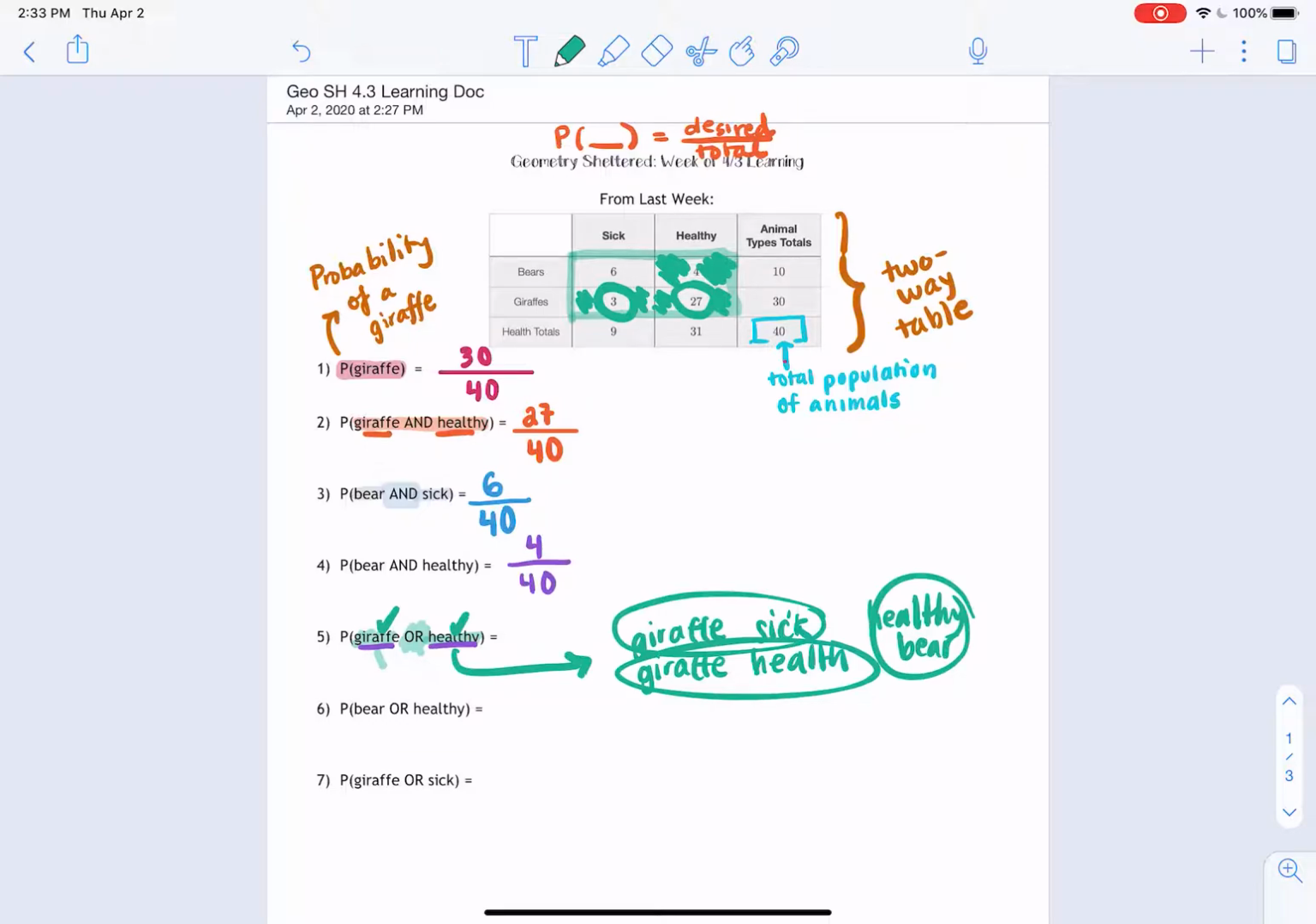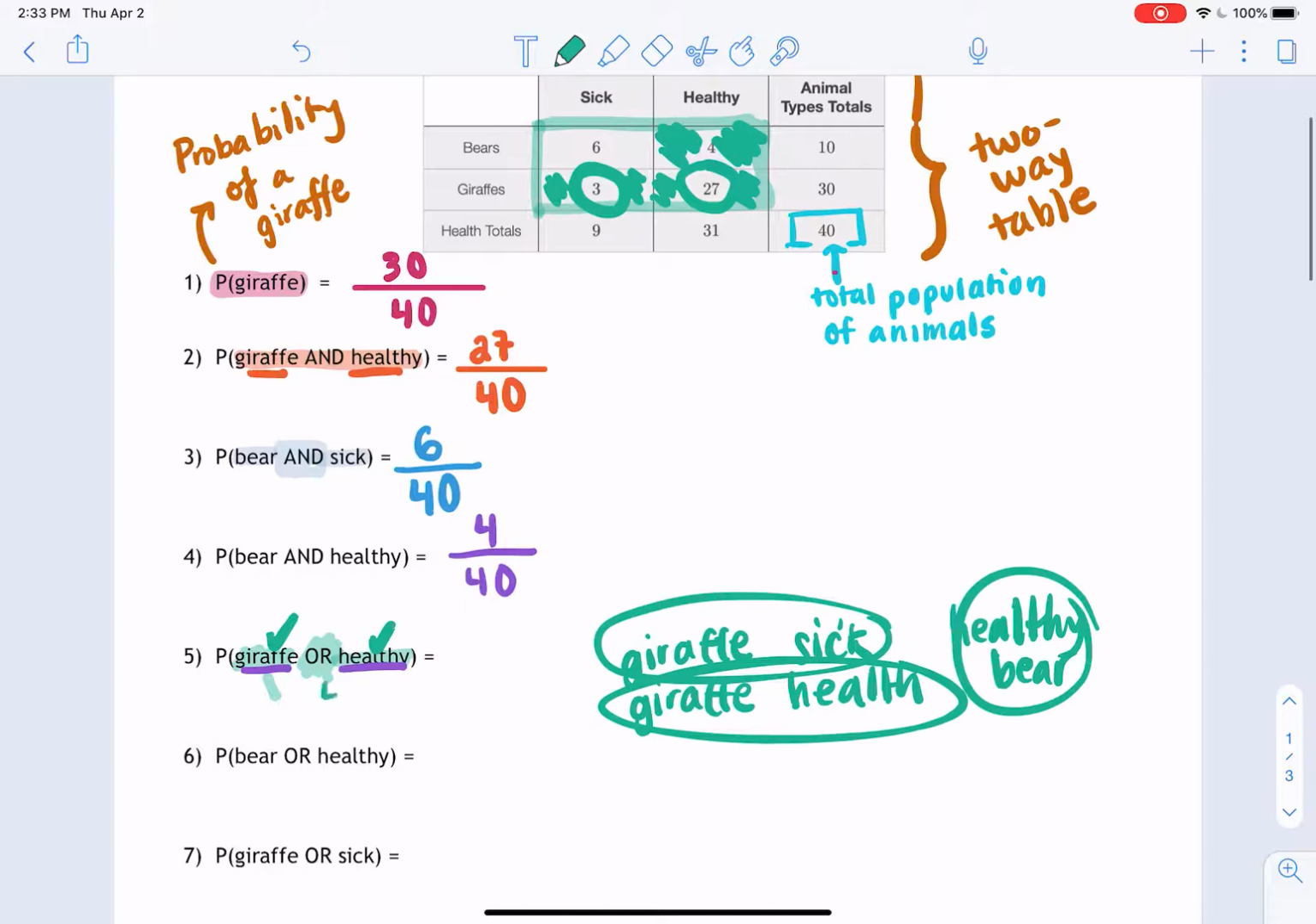So these are the 3 boxes that we are now going to add up together to get the total population. So what we're going to do is say 4 plus 3 plus 27 divided by the 40 animals. So now I'm going to say, okay, what's 4 plus 3? That's 7 plus 27. That's 34 over 40.